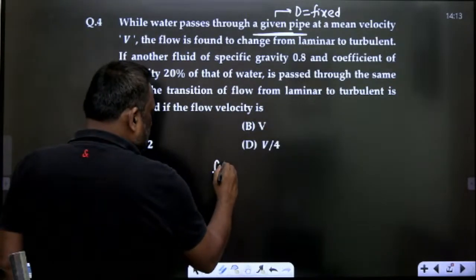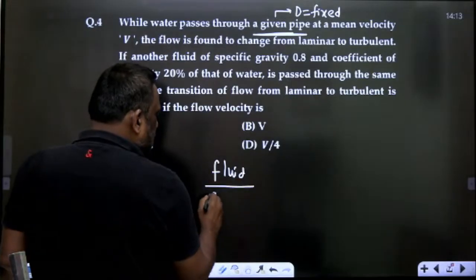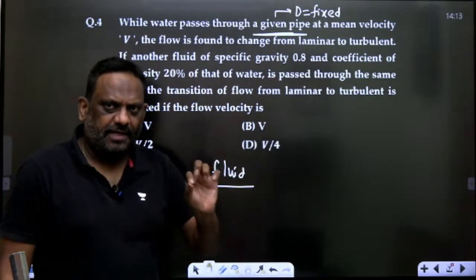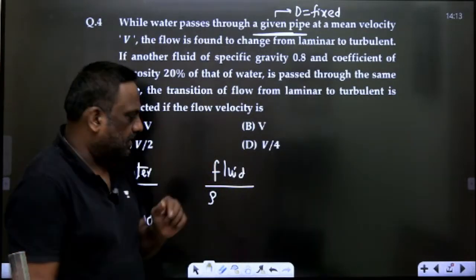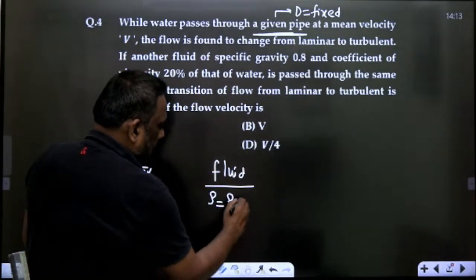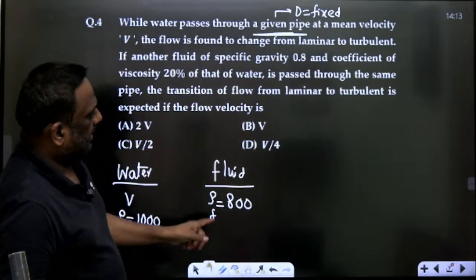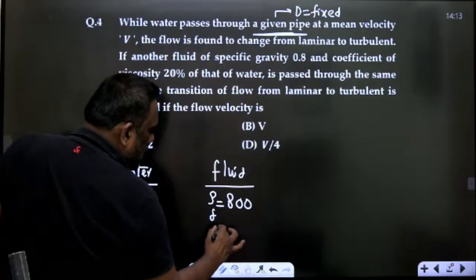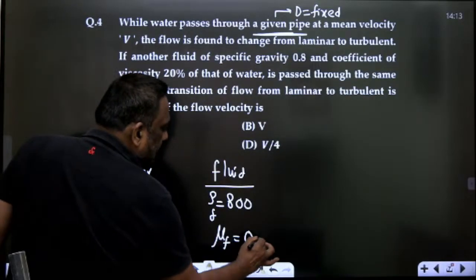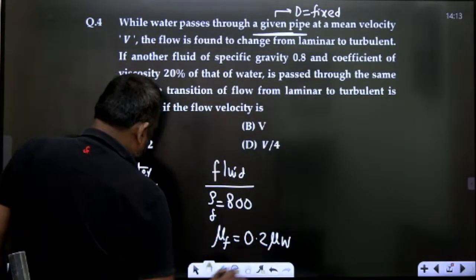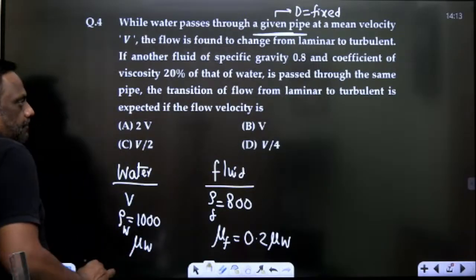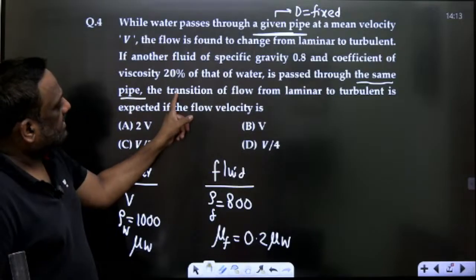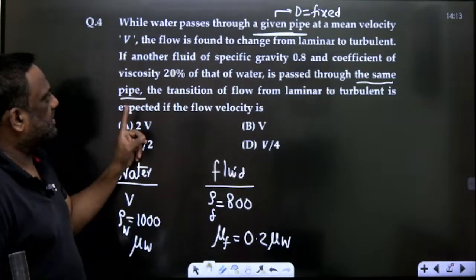Now another fluid is used. What is the density of another fluid, sir? If the specific gravity is 0.8, density will be 0.8 into 1000, that is 800. Some fluid F. And the coefficient of viscosity is 20% of that of water. The viscosity of this fluid is 20% of the viscosity of water. Let mu W be the viscosity of water. So passes through the same pipe means diameter will be same.